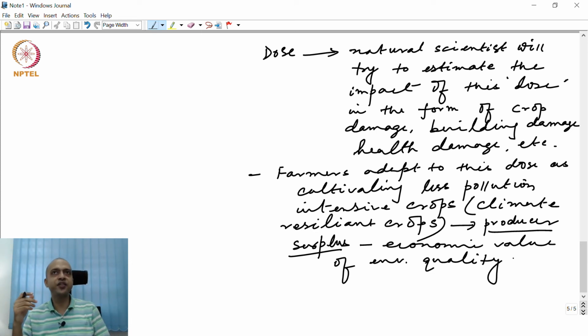Similarly, when buildings get damaged due to this acid rain, we need to spend some amount of money to rectify that. If our health gets damaged due to this pollution, we need to spend money to correct our health. That is called health expenditure. So all these expenditures are actually the response towards that dose, and the monetary value of these responses are called the value of the environment, which is generated due to this type of doses. That is why these are called dose response functions.